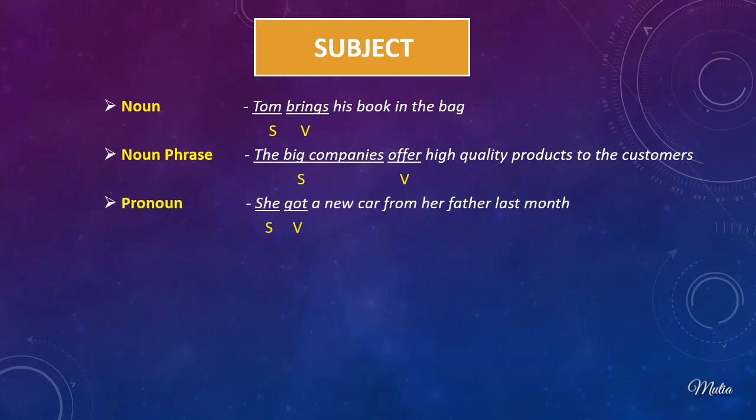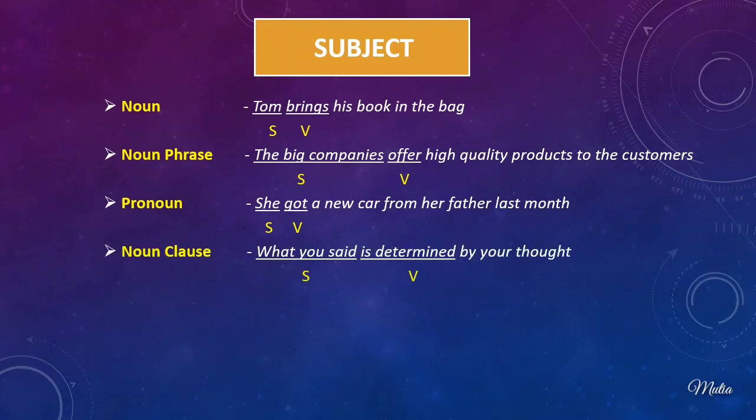The next is pronoun. The pronouns are I, you, they, we, she, he, it. For example, she got a new car from her father last month. In this sentence, the subject is in the form of pronoun, she, and the verb is the word got.